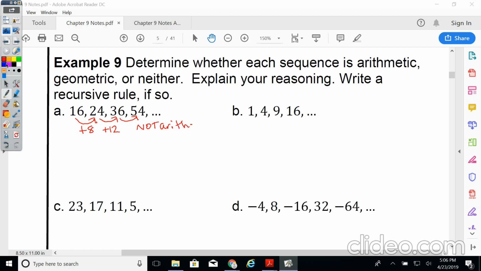So now we've got to try geometric. So 16 times what is 24? The better way to do that is just to divide. 24 divided by 16 is 1.5. So now we've got to check the other ones. 36 divided by 24 is also 1.5. And 48 divided by 36, checking that, is 1.5 as well. So since the ratios are the same, we can say that this one is geometric.